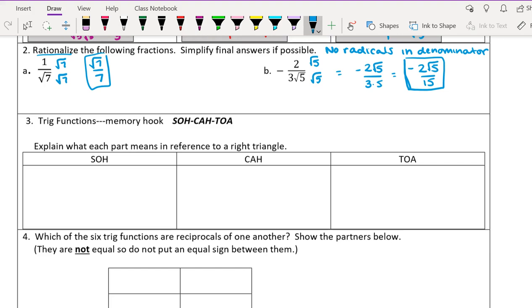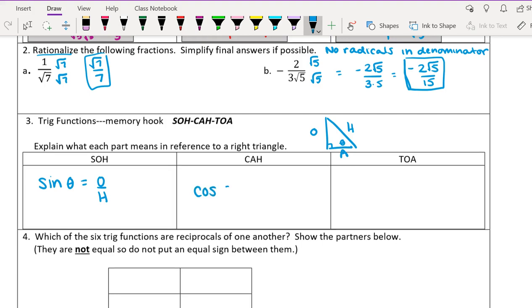Okay, trig functions, SOHCAHTOA. So we just did this, but this just means that the sine of theta of any angle is equal to the opposite over the hypotenuse in a right triangle. So if I have theta inside the triangle, the non-90 degree angle, this would be opposite, this would be adjacent, and this would be the hypotenuse across from the 90.